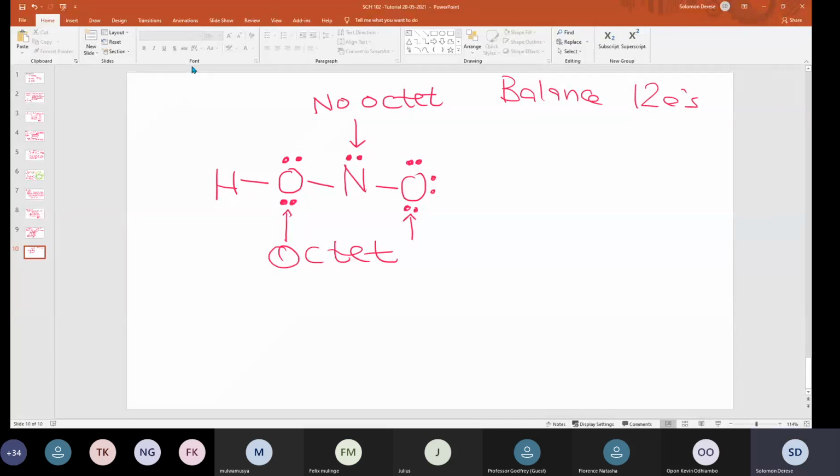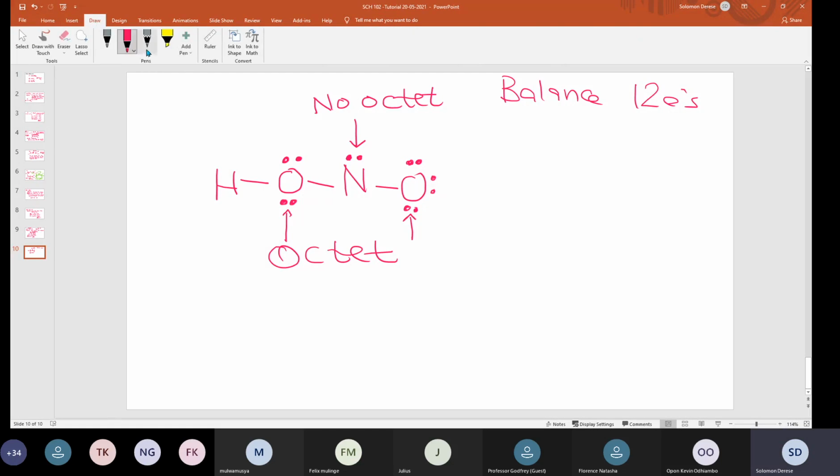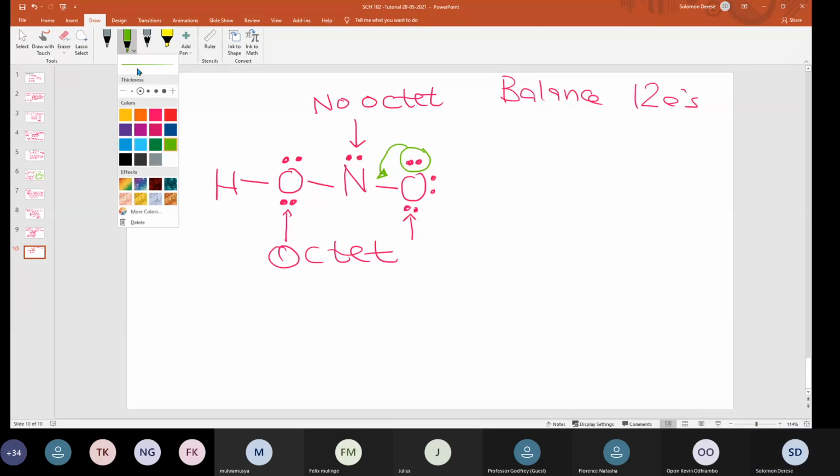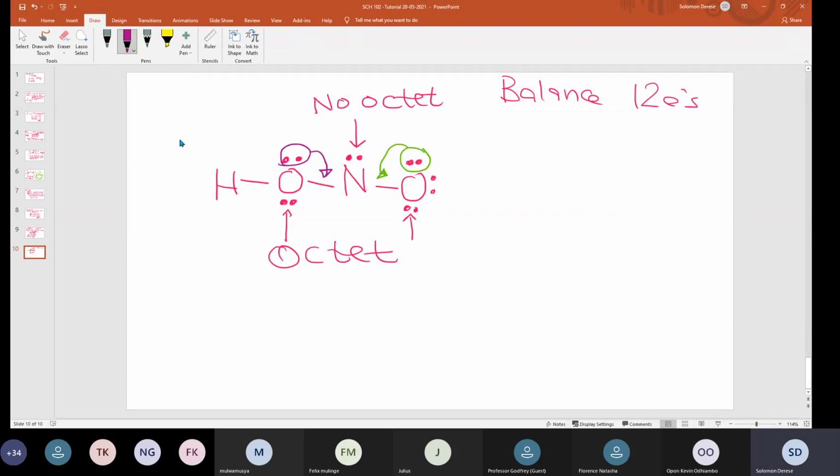All the elements must have an octet of electrons, so long as there are electrons. So now, as you can see, we can have two possibilities of fulfilling the octet of this nitrogen. It is possible that we can do it like this, okay? Or we can do it like this, okay? So we can have two structures. So let me draw both the structures, okay? So let's see what comes out of this.